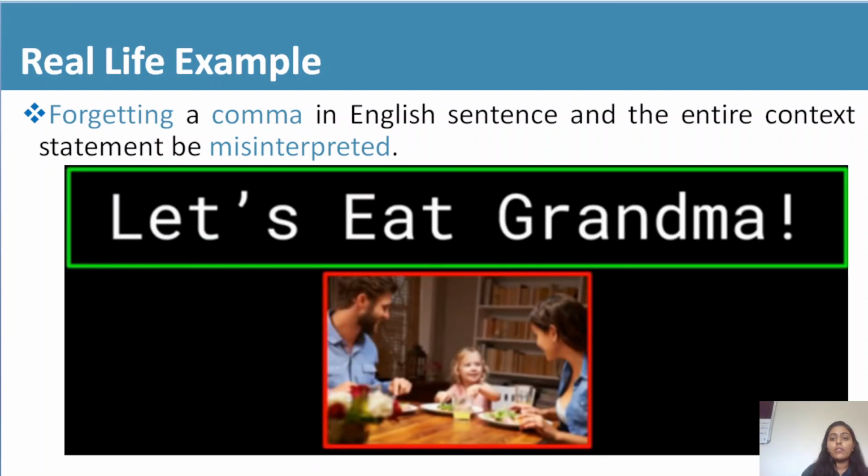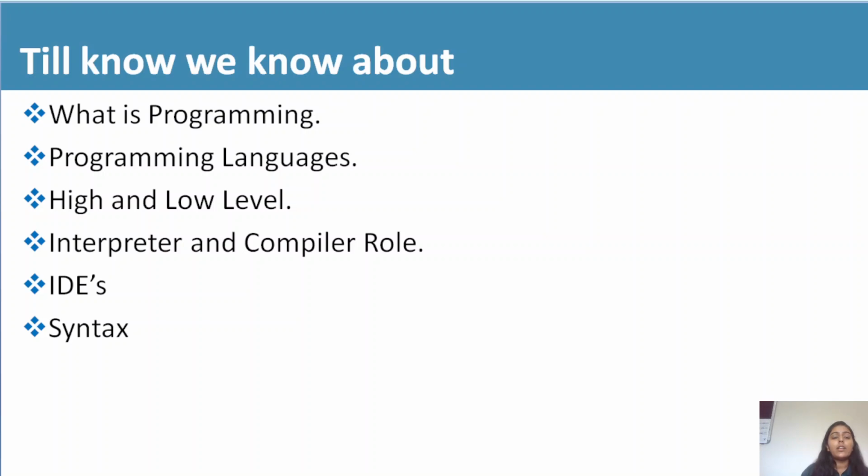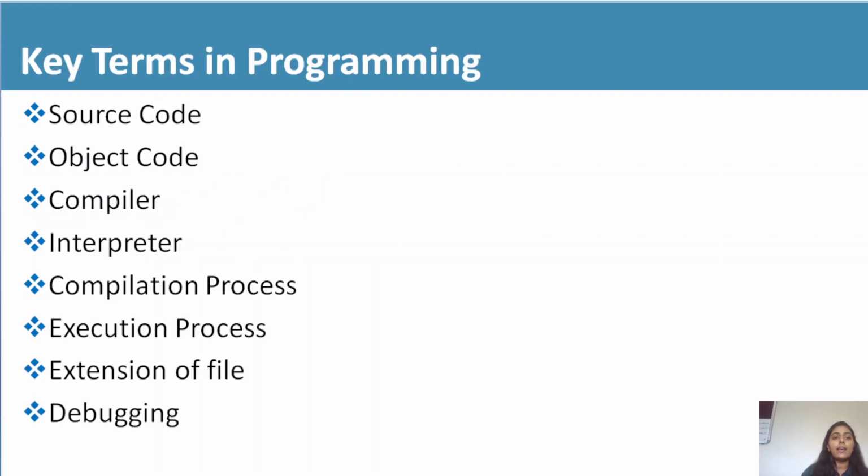Let's eat grandma. Till now, we know about what is programming, programming languages, high and low level, interpreter and compiler roles, IDEs, syntax. Key terms in programming are source code, object code, compiler, interpreter, compilation process, execution process, extension of file and debugging.